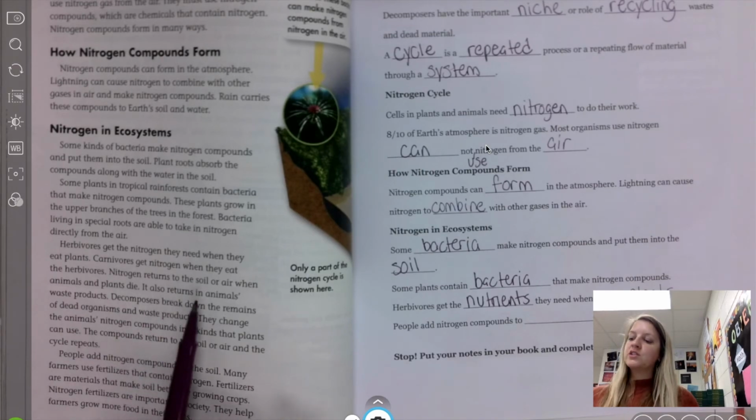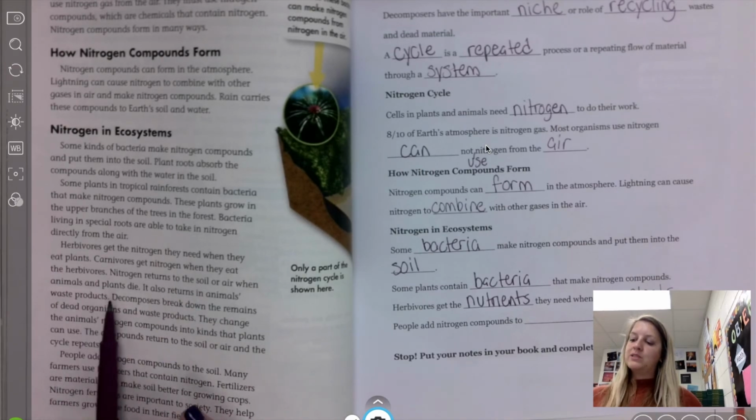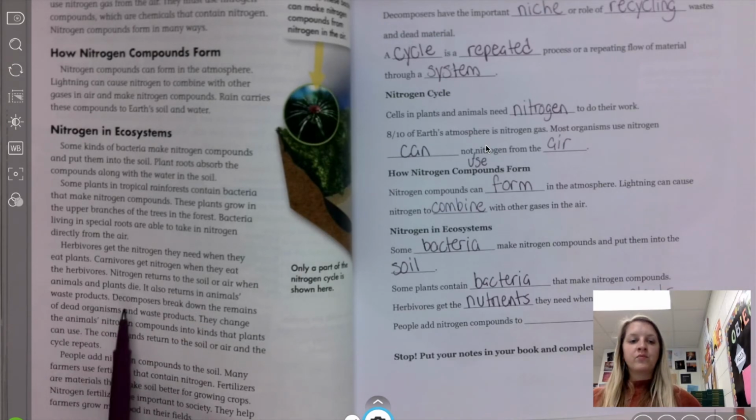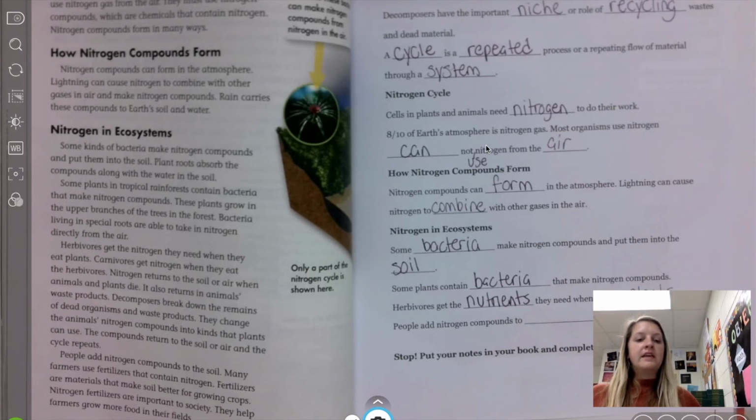Nitrogen returns to the soil or air when animals and plants die. It also returns in animals' waste products. Decomposers break down the remains of dead organisms and waste products. They change the animal's nitrogen compounds into kinds that plants can use. These compounds return to the soil or air, and the cycle repeats.